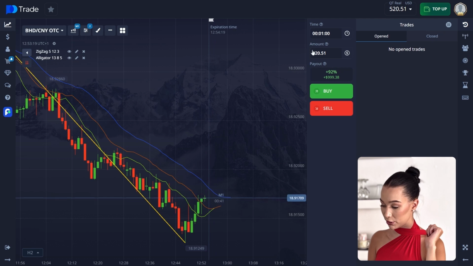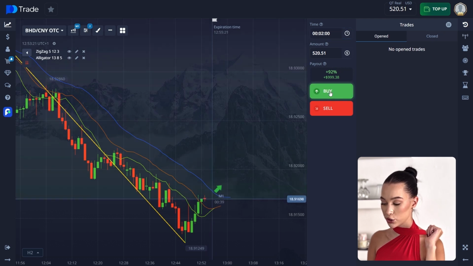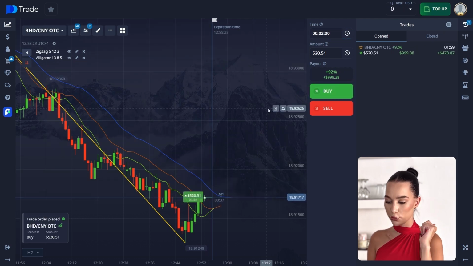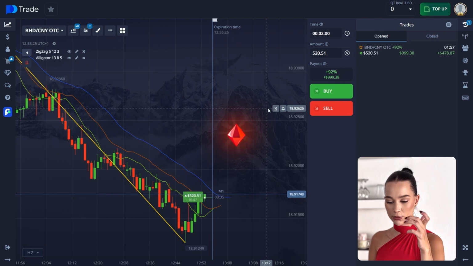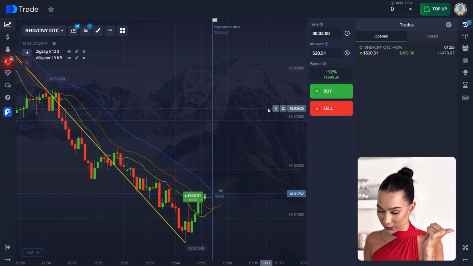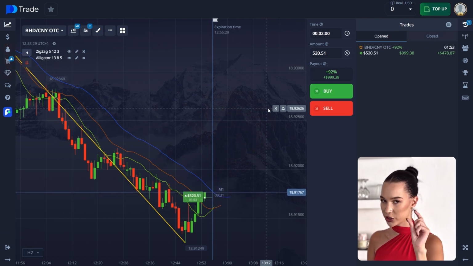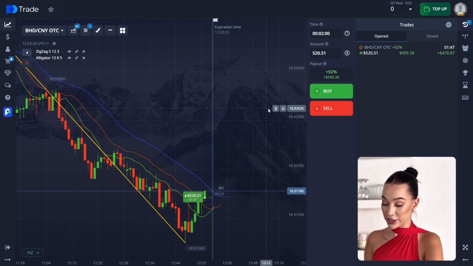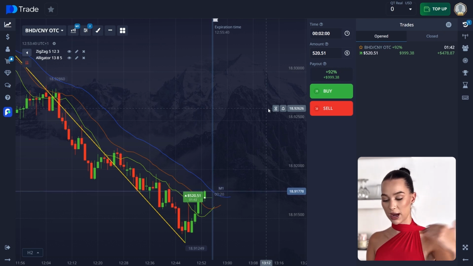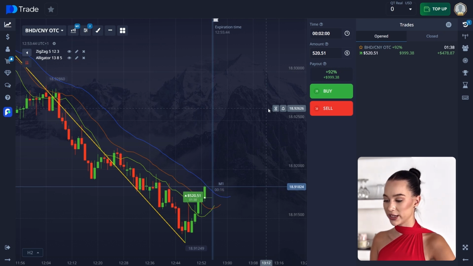And here, okay, pretty good one. We changed our expiration time to 2 minutes and we open a buy trade, of course. Here we can see that we don't have the signal from the zigzag yet, and from the alligator just a little bit we can see that all of the lines start moving in the upward direction, but not that much. But even without the indicators, I would open a trade up because it was a downward trend for a long time. It achieved its new support level and now starts reversing in the upward direction.